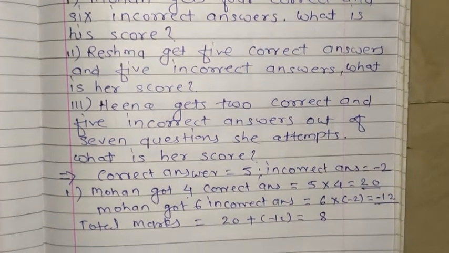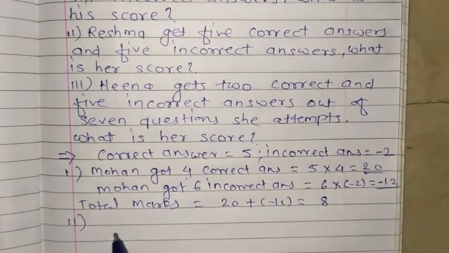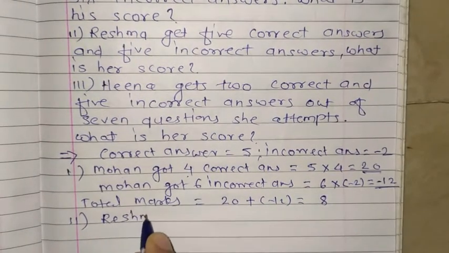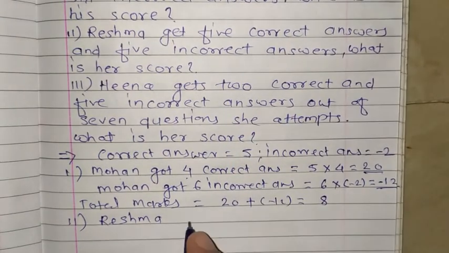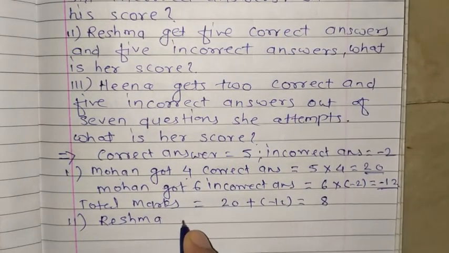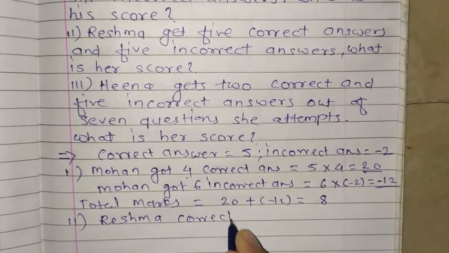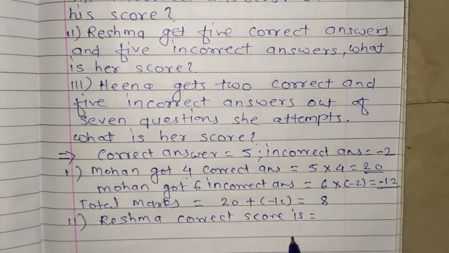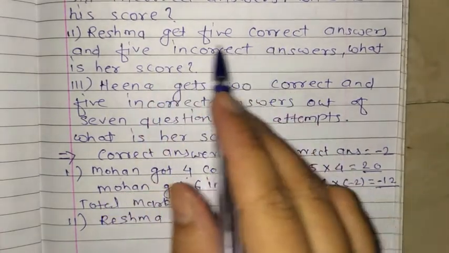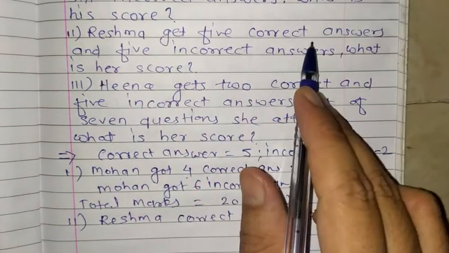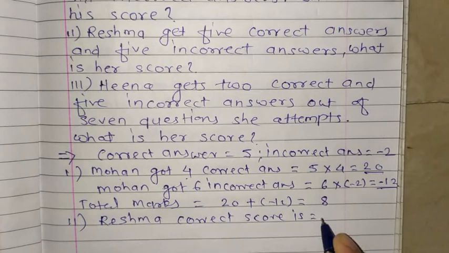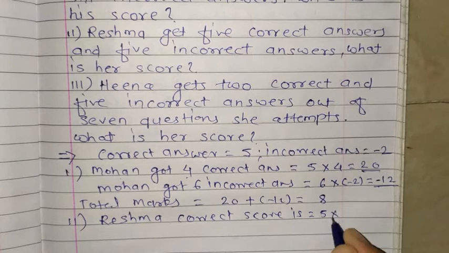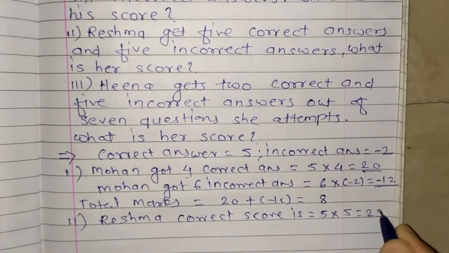Now the second one is the information regarding Reshma. So first I am writing the name. Reshma gets 5 correct answers. So you can write Reshma correct score is. How much did she get? Reshma got 5 correct answers. Reshma's correct score is, she got a total of 5 correct answers. So 5 into 5 is 25.